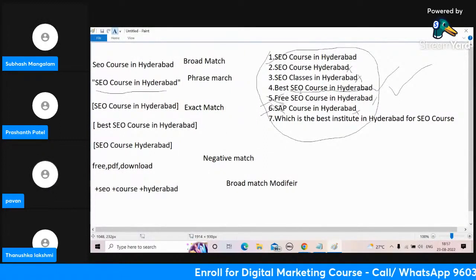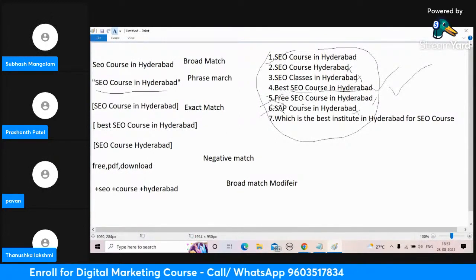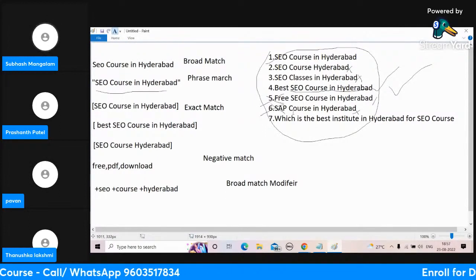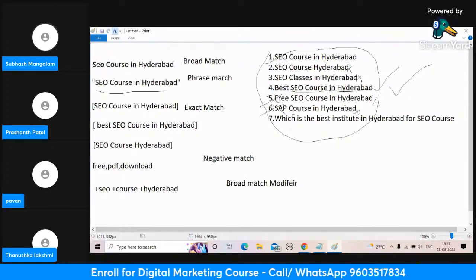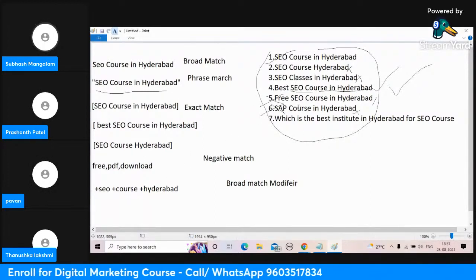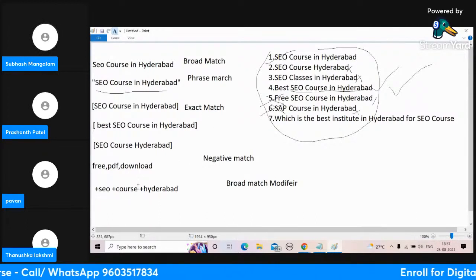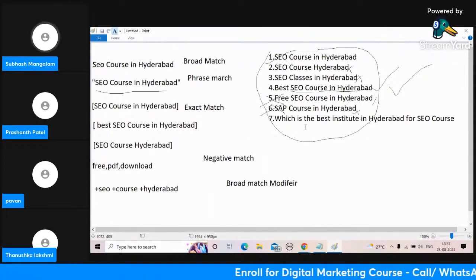Fourth one? Yes, sir, it will. Fifth one? Yes, it will appear. Sixth one? No, sir. Why will it not appear? SEO is missing, there is a SAP. No, because there is no SEO, it will not appear. If someone types SAP SEO codes in Hyderabad, the ad will happily appear because everything is set. The great thing about this is, see the last one. Will this appear or not?